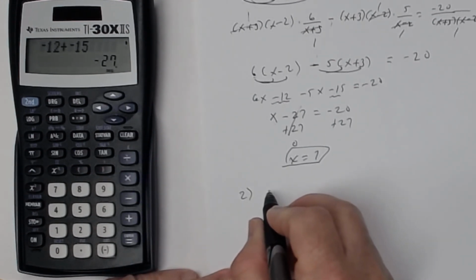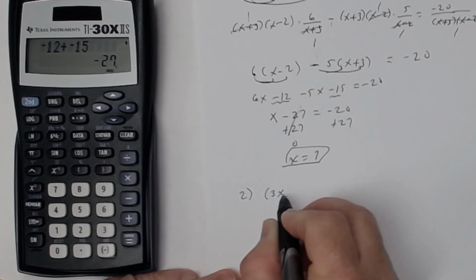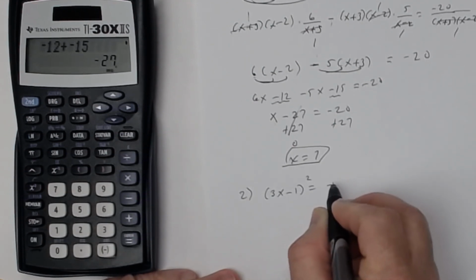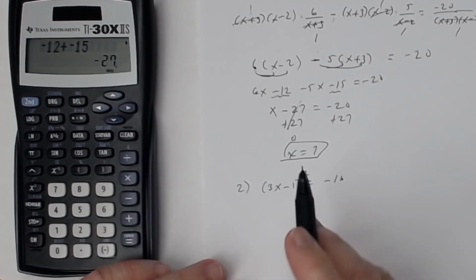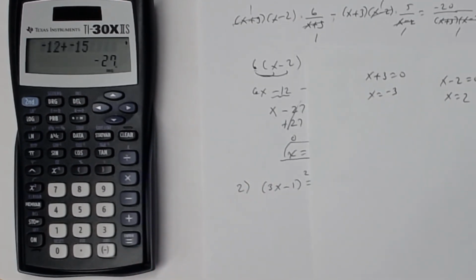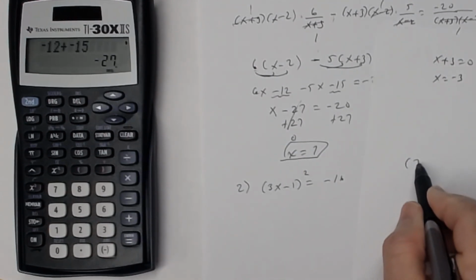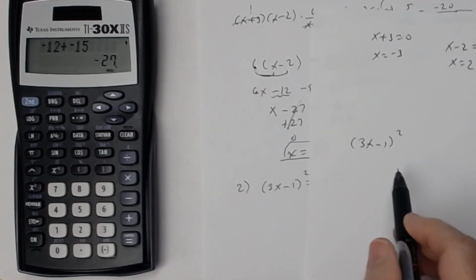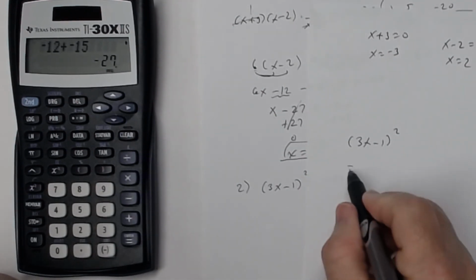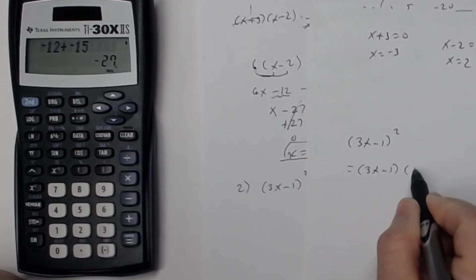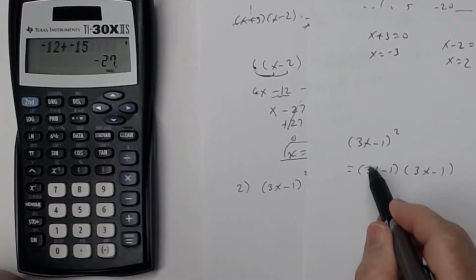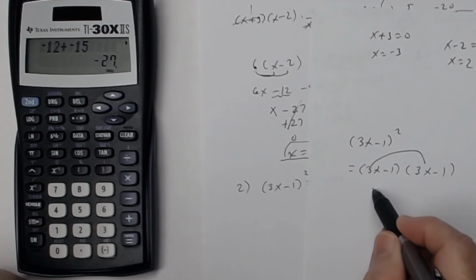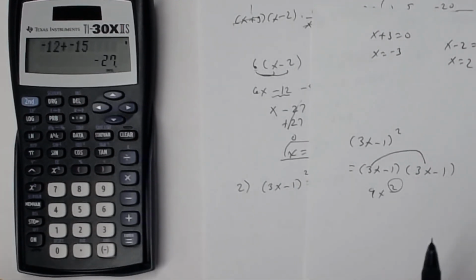Number 2, we have this equation, 3x minus 1 squared equals a negative 16. Now, this is quadratic, and it's quadratic because if you think about it, 3x minus 1 squared means 3x minus 1 times itself. And if I were to multiply this out, notice what I have here. 3x times 3x is 9x squared. So that makes it quadratic, the fact that the largest exponent is 2.